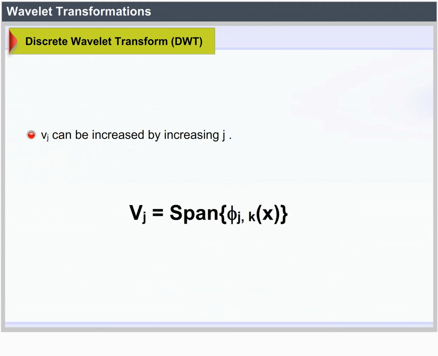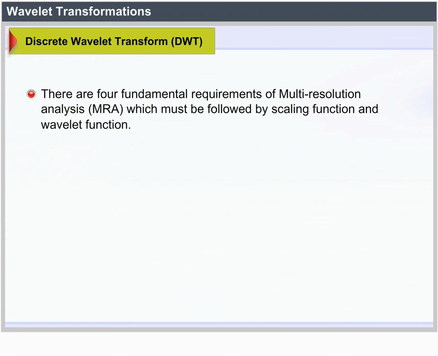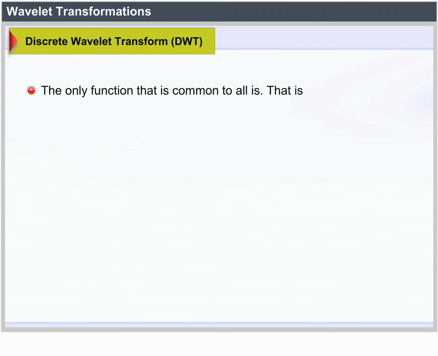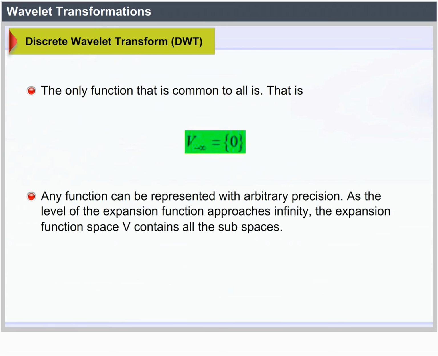There are 4 fundamental requirements of multi-resolution analysis, MRA, that the scaling function and wavelet function must follow. The scaling function is orthogonal to its integer translates. The subspaces spanned by the scaling function at low resolutions are contained within those spanned at higher resolutions, as shown. The only function that is common to all is. Any function can be represented with arbitrary precision. As the level of the expansion function approaches infinity, the expansion function space V contains all the subspaces, as shown.